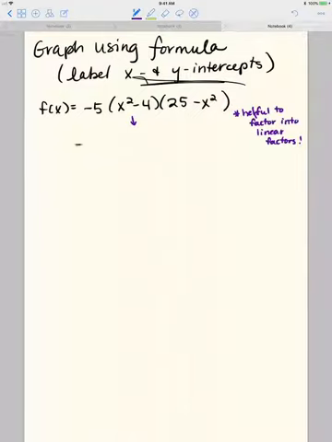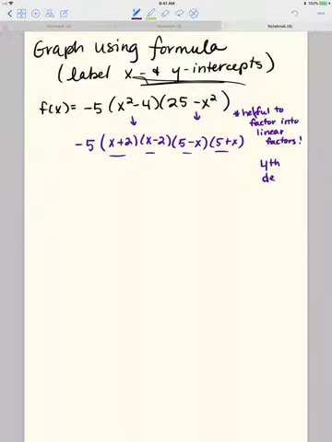So we have negative 5, just a negative 5. X squared minus 4 is the difference of squares. It'll factor into x plus 2, x minus 2. 25 minus x squared is another difference of squares. It'll factor into 5 minus x and 5 plus x. So you can see that there are 4 linear factors. So this is a 4th degree polynomial.